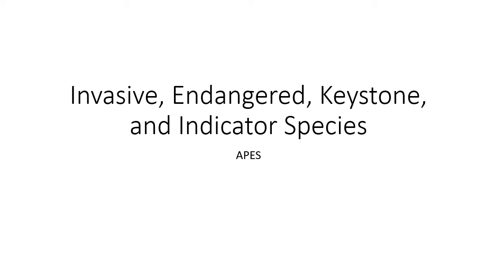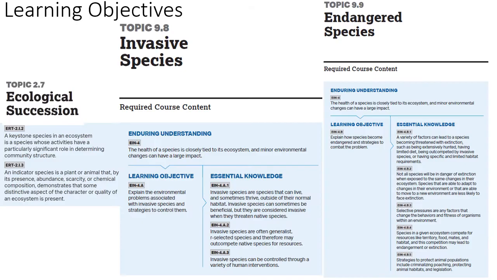Welcome everyone. This lecture is going to be a little bit of a hodgepodge of several learning objectives, but we're talking about different types of species that are kind of special in the environment. So invasive species, endangered species, keystone species, foundation species, and indicator species. Like I said, we got a couple learning objectives from a couple different units.